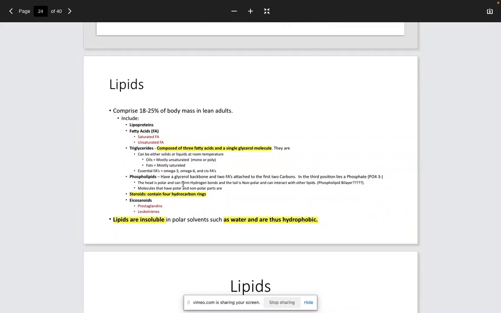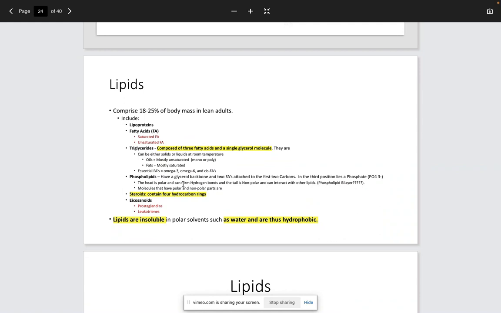So again, the main points for lipids that I primarily want you to know are the different types. Lipoproteins are just a lipid plus a protein. They're present in blood plasma. Triglycerides, I want you to know that it's three fatty acids bound to a single glycerol molecule. Know the difference between saturated and unsaturated fat. Saturated, primarily solid at room temperature, whereas unsaturated is mostly going to be your oils, which are liquid.